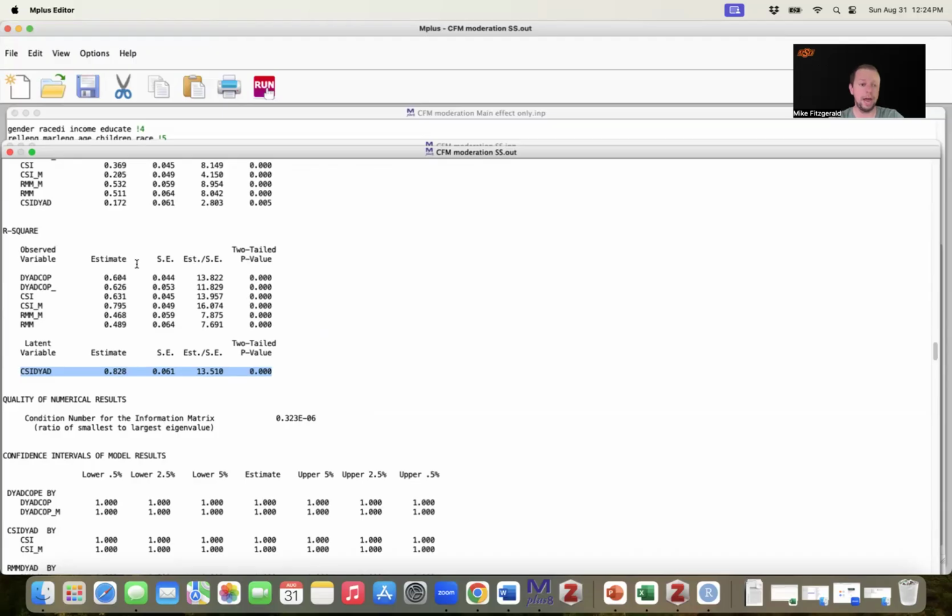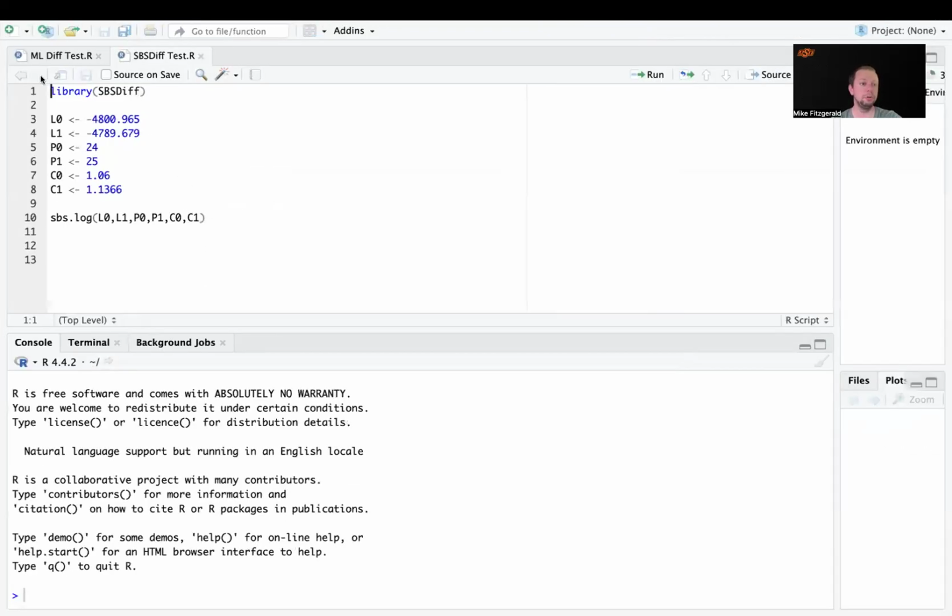And so I actually use R for that. Mplus has a chi-square difference test, but it is only for specific estimators such as WLSMV, which is often used in categorical data analysis. So what I will actually do is use the SBSDiff test package, SBSDiff, in R. And so I will load this package. All right. And this essentially provides a chi-square difference test accounting for the scaling correction factor.